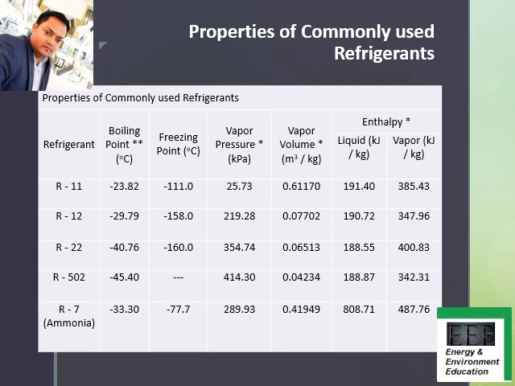Secondly, these terminologies like boiling point, freezing point, vapor pressure, vapor volume, enthalpy, all these terminologies are important. They may ask you to define what is boiling point, what is freezing point, or what is vapor pressure, vapor volume, or enthalpy. So you should know the definitions of these different terminologies also, friends. One more important thing is the units, like for vapor pressure it is kilopascal, or meter cube per kg for vapor volume. Then for enthalpy you have kilojoule per kg. So all these units are also important as far as the exam is concerned.